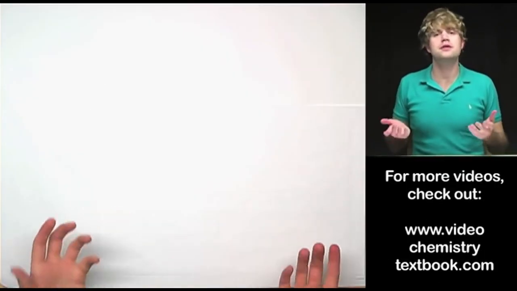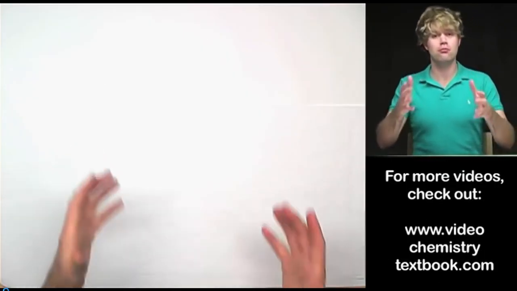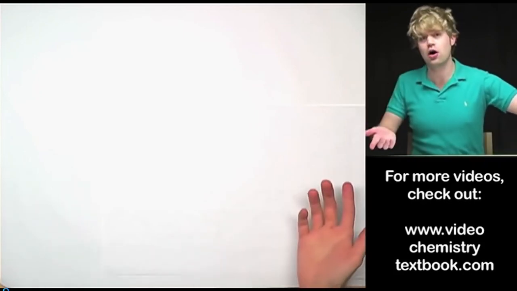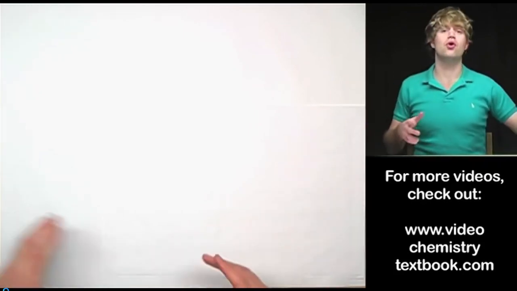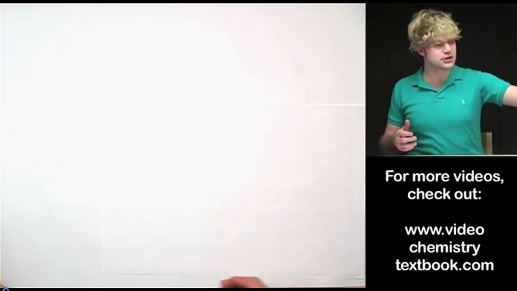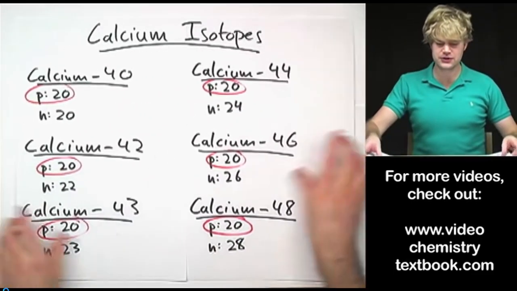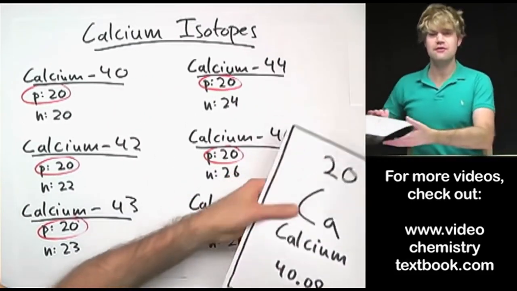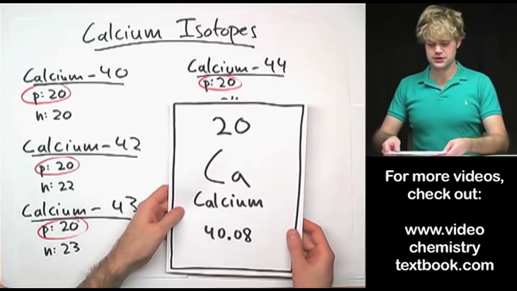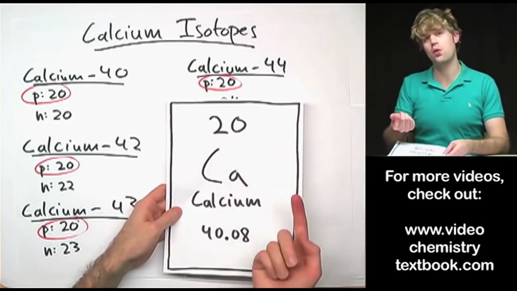So carbon isn't the only type of element that has multiple isotopes. In fact, just like cars, almost every form of element comes in multiple isotopes. Here are the calcium isotopes, for example. If you look up on the periodic table, you'll see that calcium has an atomic number of 20.